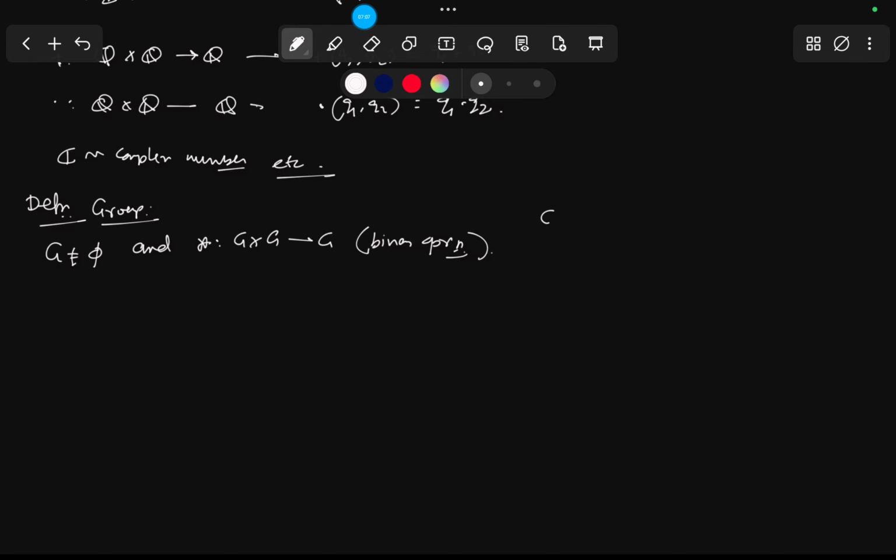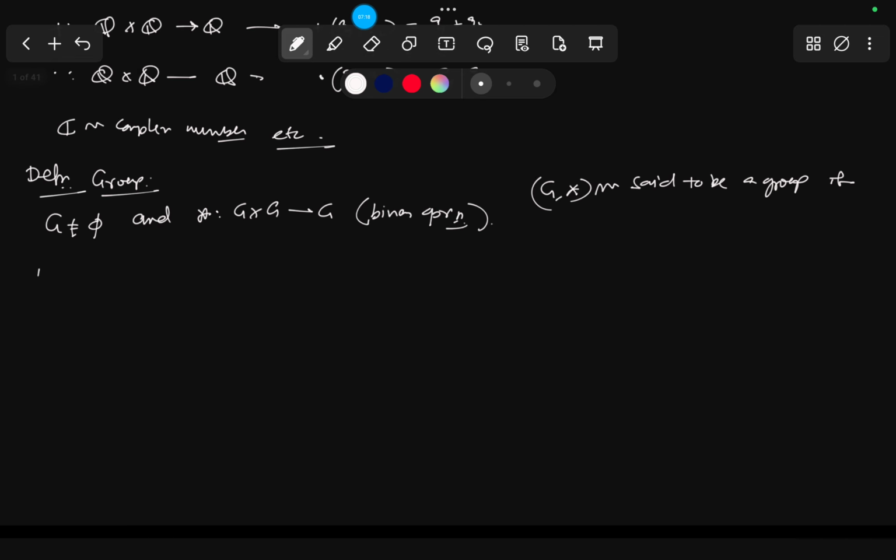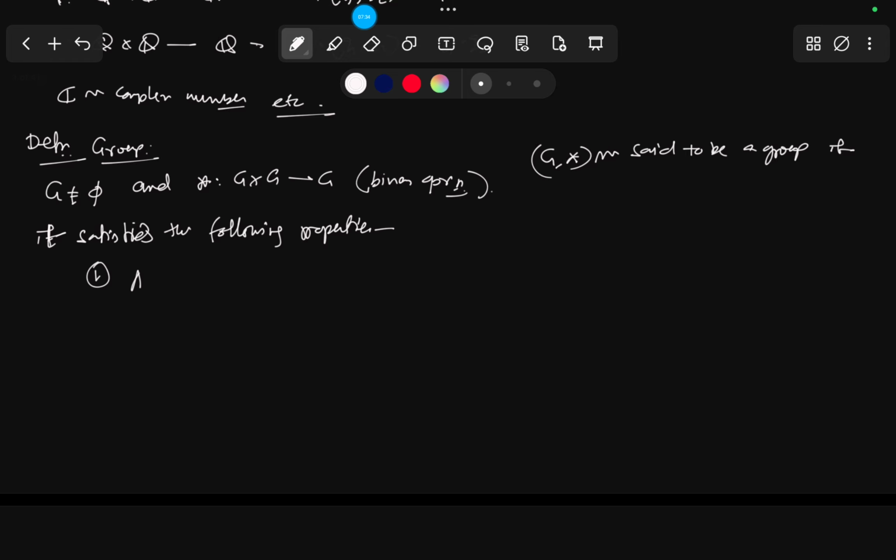Okay, then (G, star) is said to be a group if it satisfies the following properties. So first of all, it will satisfy associativity. What does this mean, associativity?